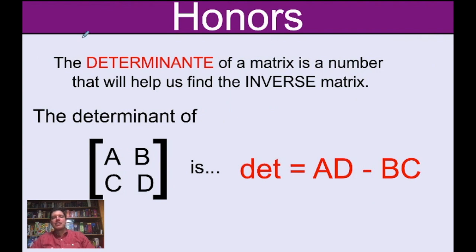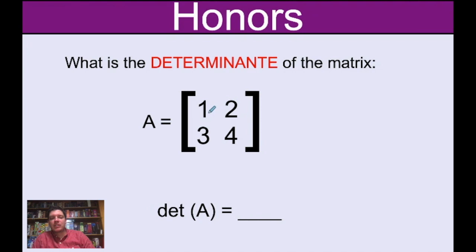All right. First thing we did in our last lesson is we learned about something called the determinant. Remember, the determinant is a number that tells us, does an inverse exist? And it is going to help us find the inverse. So to find the determinant, it's A times D minus B times C. We already found the determinant of this one, just as your reminder.